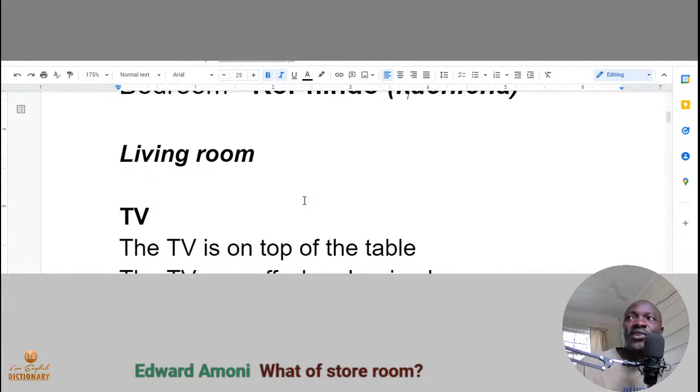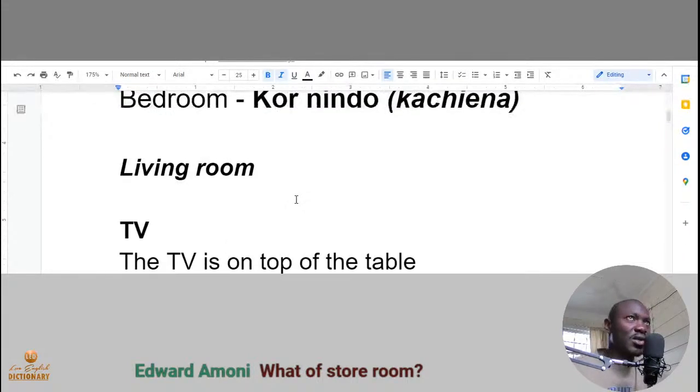So, we're starting with the sitting room. Yes, store. What is the store? The storeroom.